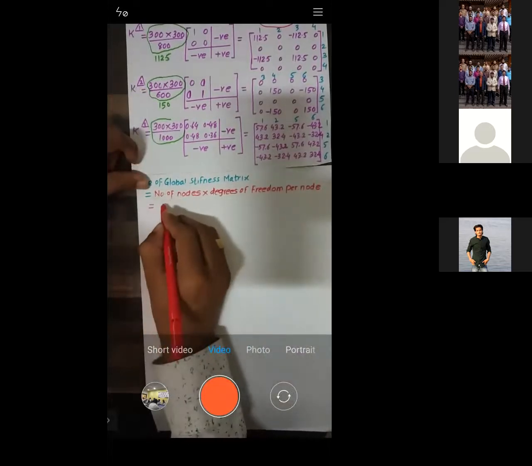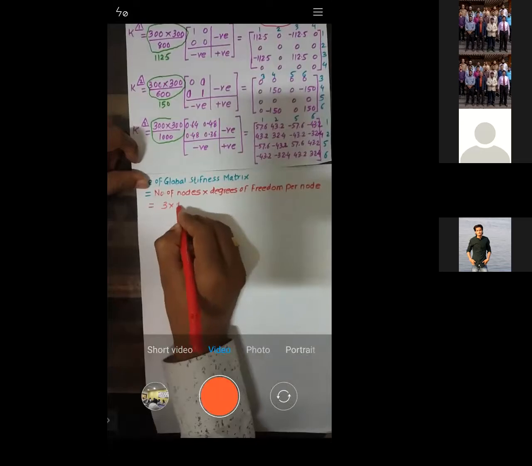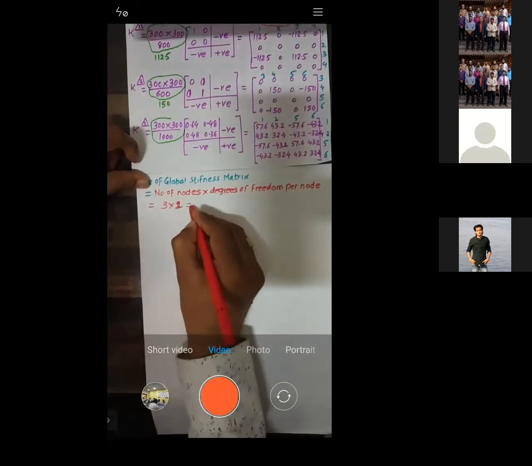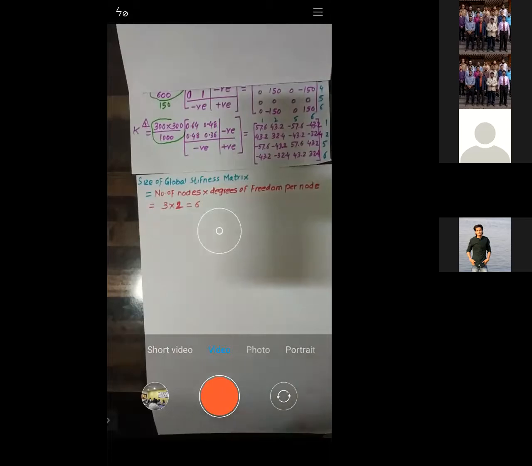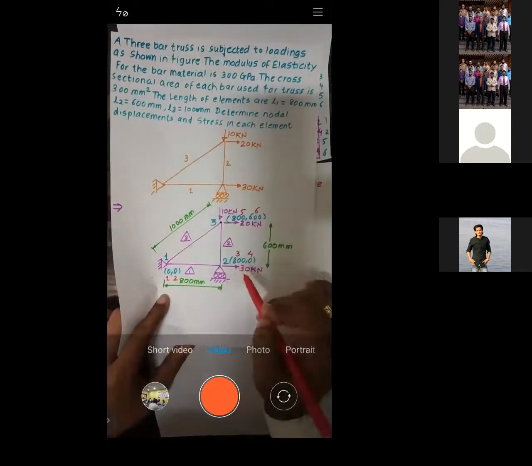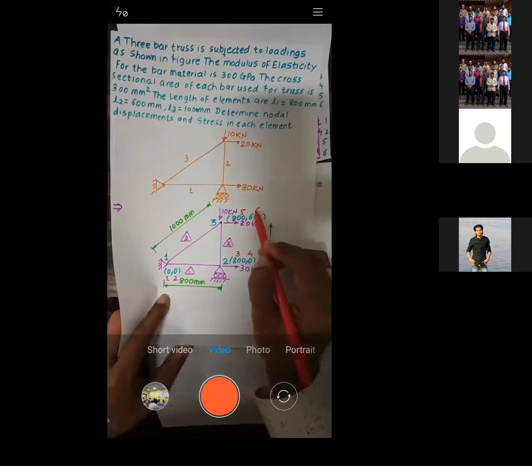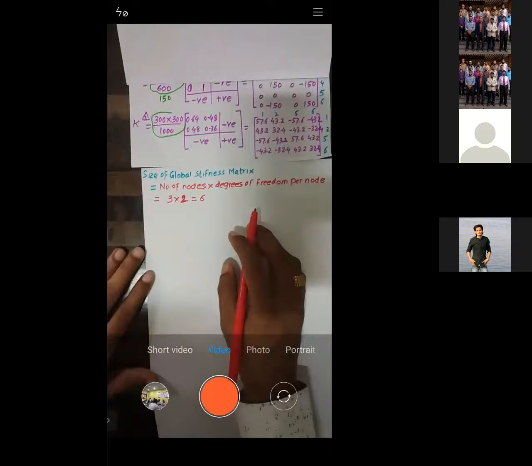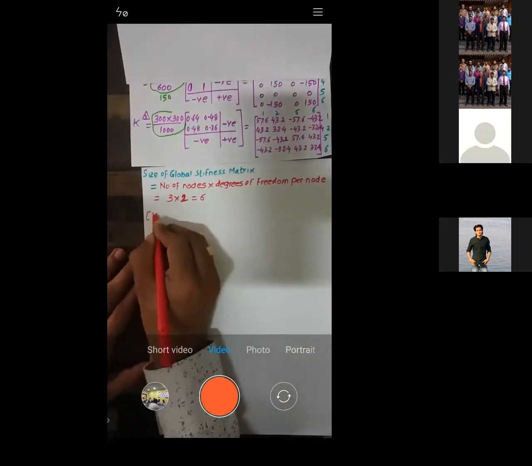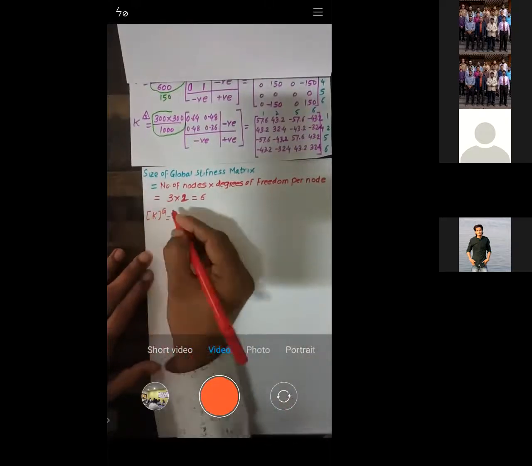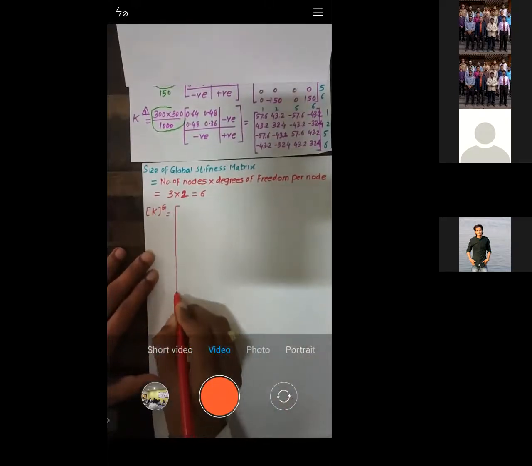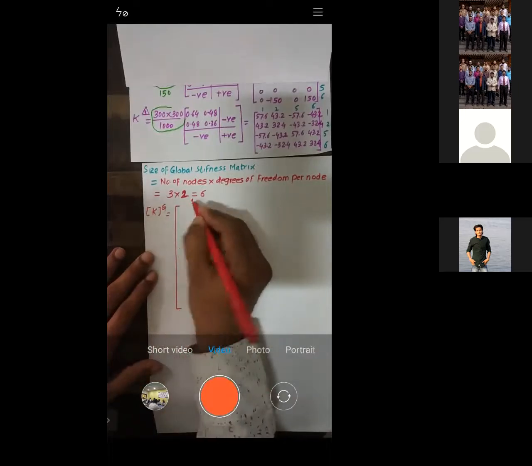So how many nodes do we have? We have 3 nodes in the problem, and each node can move in 2 directions. So there are a total of 6 degrees of freedom, and the size will be 6 by 6. As you can see, the last number is 1, 2, 3, 4, 5, 6, so obviously your size is 6 by 6. Now let us form that global stiffness matrix. For that, we should have 6 rows and 6 columns.